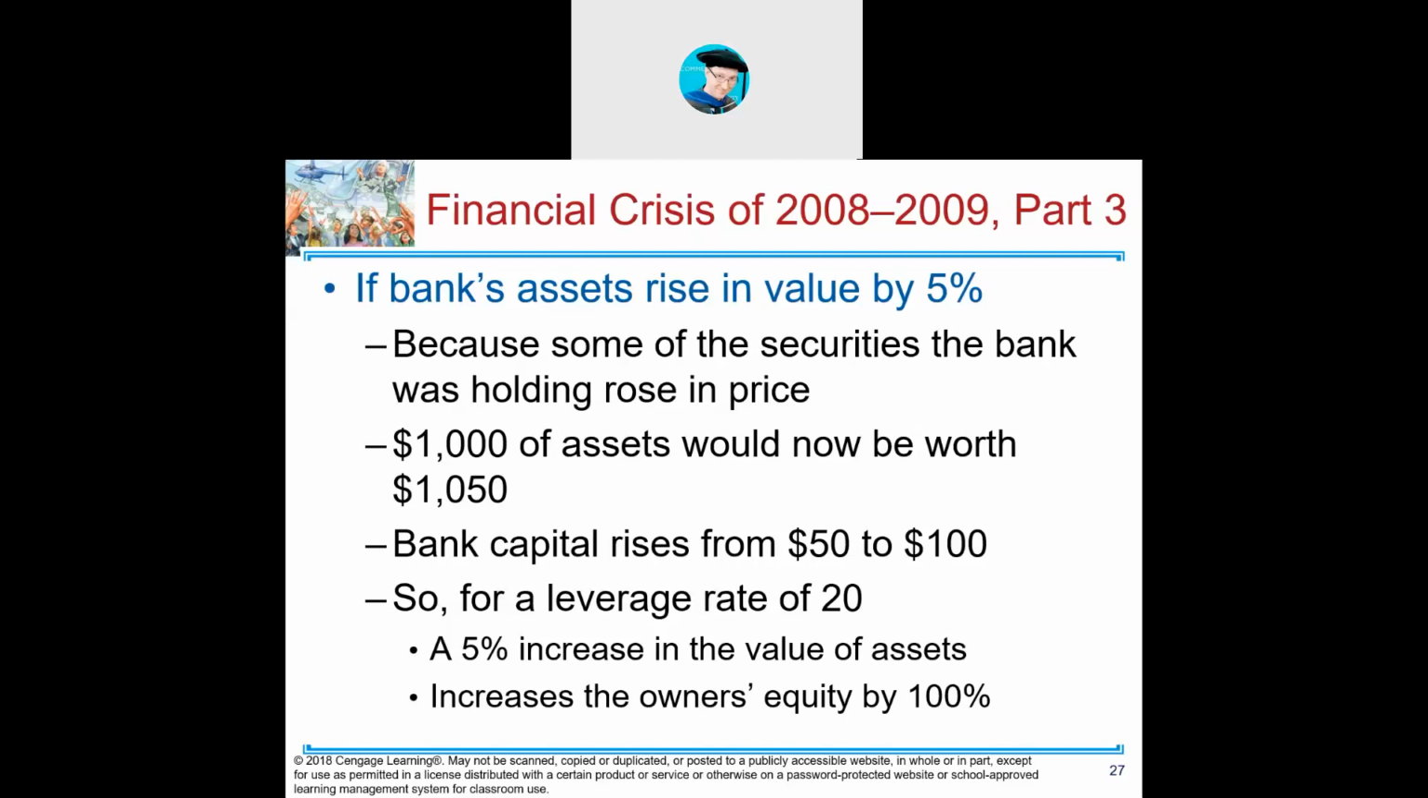If it were to increase by 5% for some reason, the bank would see each $1,000 worth of assets being $1,050. It's a 5% increase. Bank capital would rise from $50 to $100 and would have a leverage ratio of 20. If there was a 5% increase in the value of the assets, it would mean that there would be an increase to owner's equity by 100%.